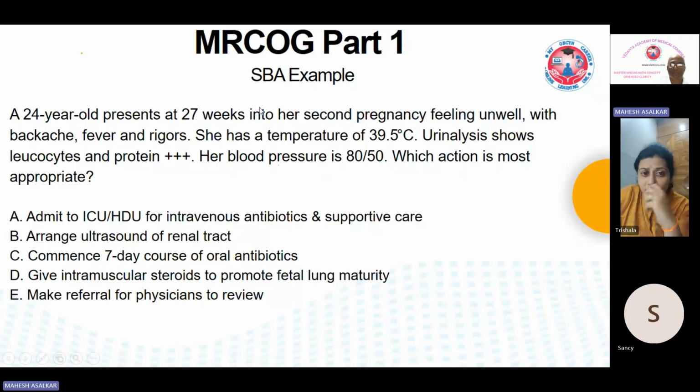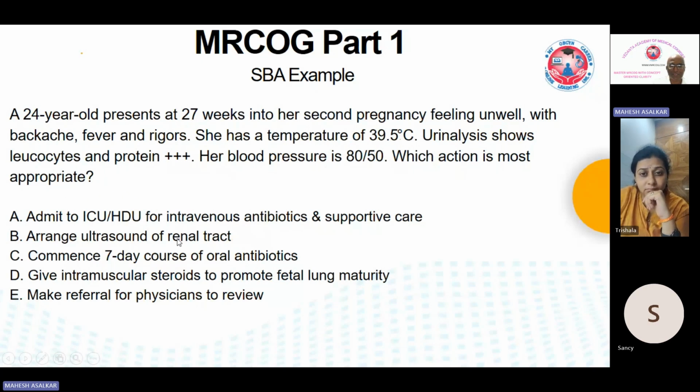See, this particular case is a case of sepsis. She is hypotensive, she has pyrexia, there are leukocytes, proteins are plus, and fever. All this history suggests that she is in sepsis. So the first step will be her admission to the ICU and HDU, and IV antibiotics. These are the most important things. IV antibiotics have to go first, and this hypotensive patient should be in ICU and HDU.